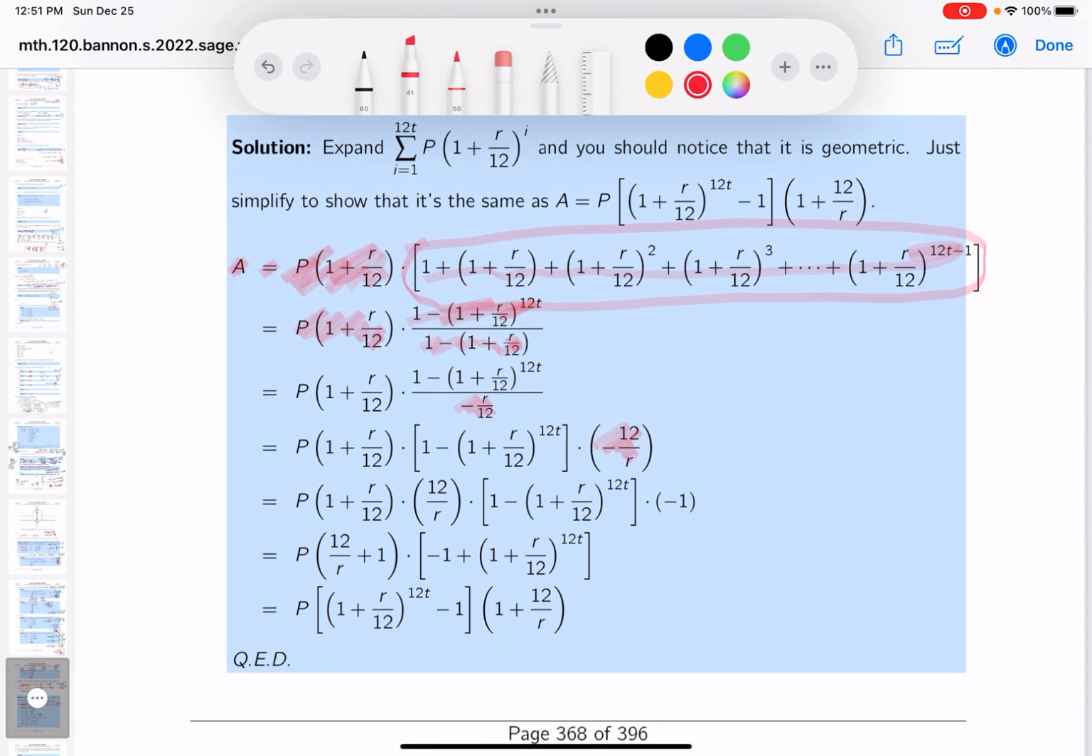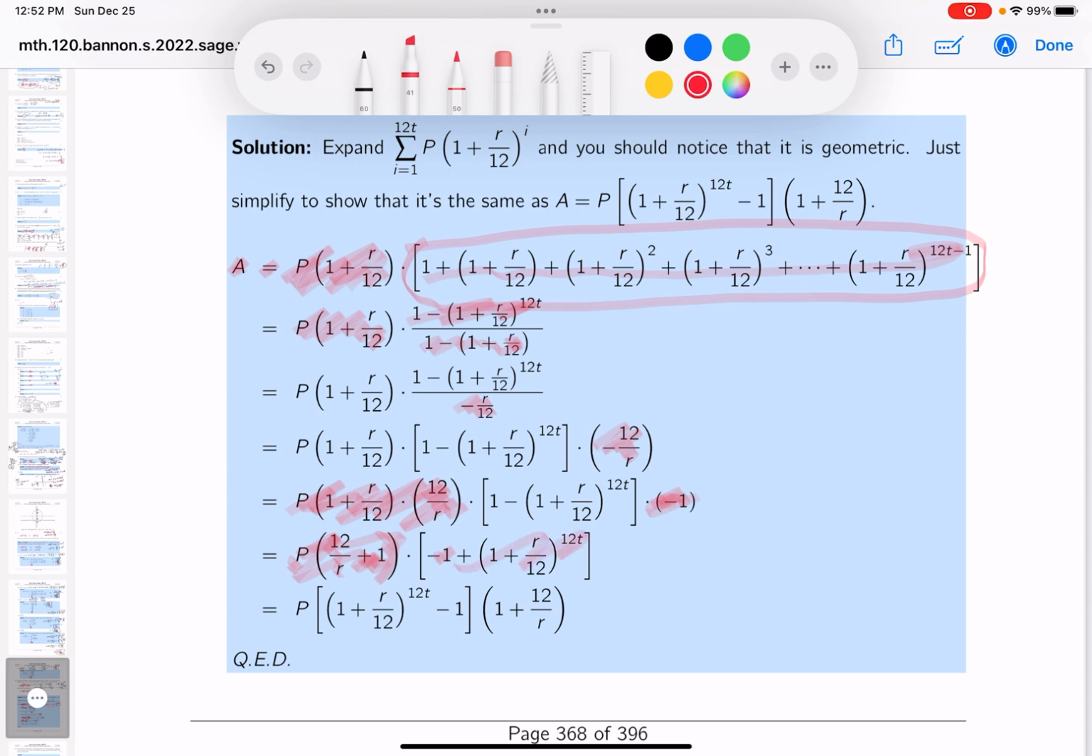All right. I pulled out a minus 1, and I just commuted this thing around like this. All I've done. And what do you get there? Well, let's look at it. And if you multiply it out, you certainly get P, and 12 over R plus 1. I got this. I just multiplied these two together. And then I took this minus 1 and brought it on the inside. And what do you get? Minus 1 plus this. All right?